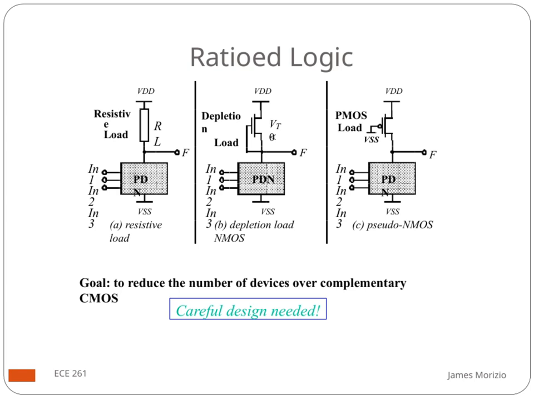Since these circuits rely on transistor ratios, any variation in manufacturing or operating conditions can affect performance and correctness. That's why careful design and sizing of transistors is essential to ensure that outputs switch correctly and noise margins are acceptable. Overall, ratioed logic offers benefits in transistor count and layout simplicity, but demands careful engineering to maintain reliable operation.